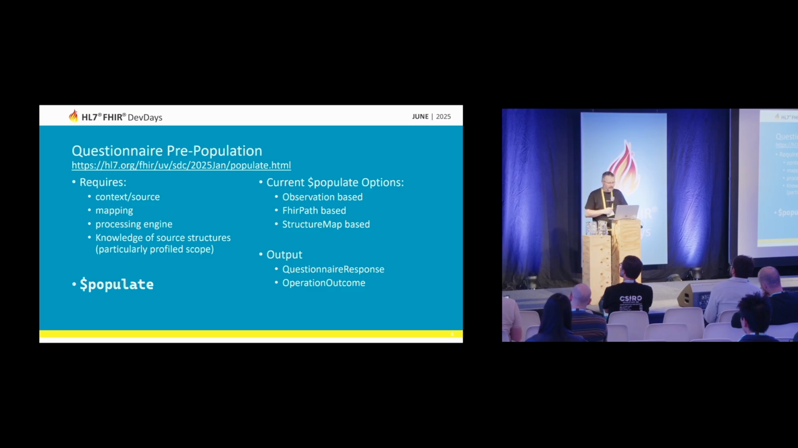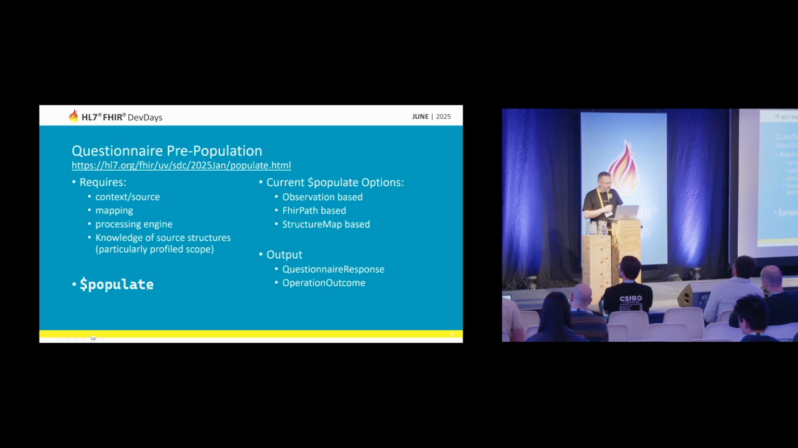So straight on with the populate. Populate requires a context and a source, so where is this information coming from? The mapping itself, the definitional side of the mapping, an engine which understands that to process it, and knowledge of where it's coming from. If I was coming from a document, an IPS, then I know the structure of what the IPS looks like, so I can process that nicely.